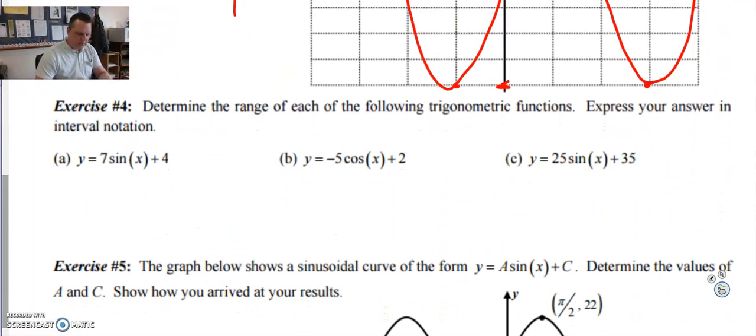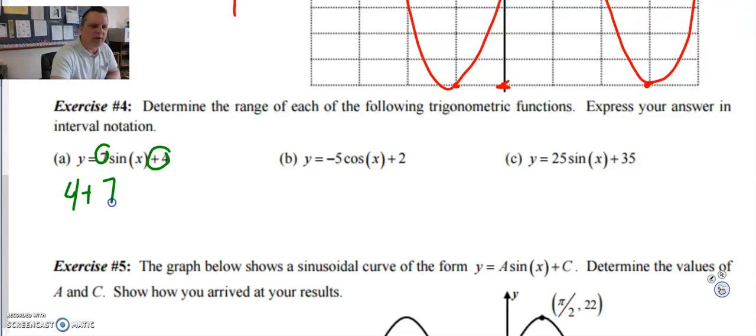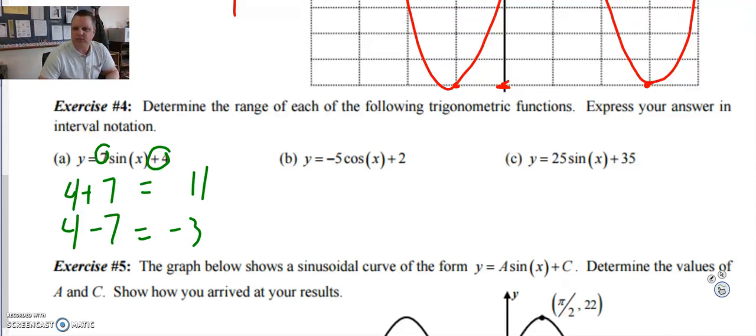Okay? Now in exercise 4, we want to determine the range of each of the following trig functions and express your answer in interval notation. So the range would be the midline plus or minus the amplitude. So the range is 4 plus 7, 4 minus 7. So it's 11 and negative 3. And it says to express your answer in interval notation, negative 3, 11, both with brackets.